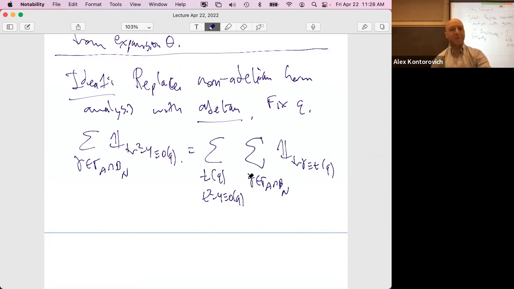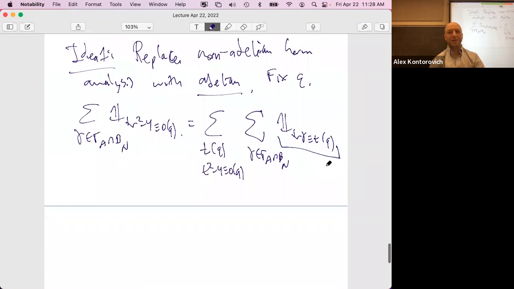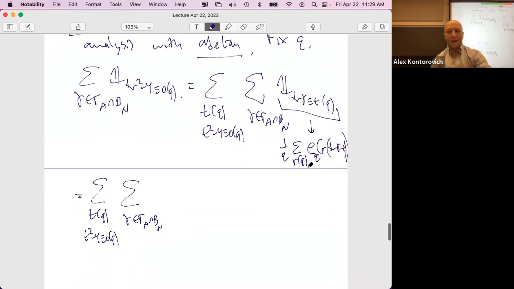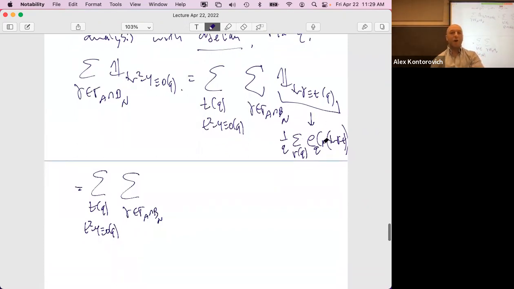Now, the Abelian harmonic analysis would be to break this into progressions in gamma. The non-Abelian harmonic analysis would be to break this into progressions mod SL2(q). Instead, we're going to capture this condition with Abelian harmonics. In other words, we'll sum 1 over q, a sum over r mod q, e to the 2 pi i r over q times this difference, trace gamma minus t. Now we want to use Fourier analysis and get exponential sums and cancellation in these exponential sums. Now here's a key idea: write this again as a sum over t with t squared minus 4 being 0 mod q, and a sum over gamma in a ball. And I want r and q to be coprime.